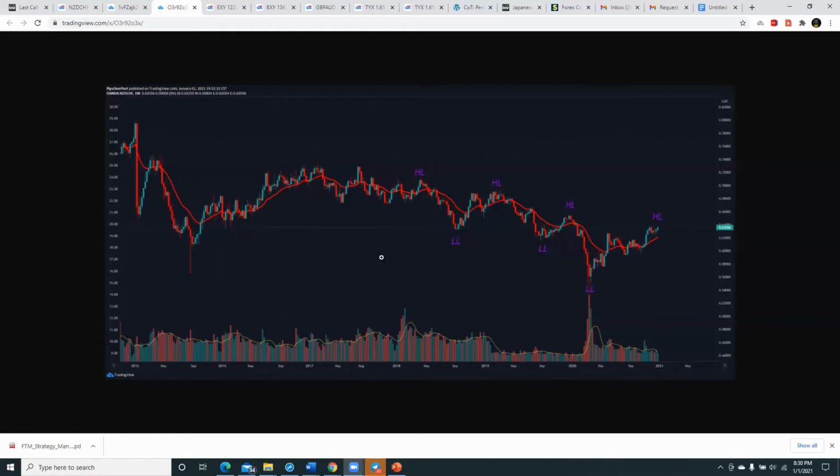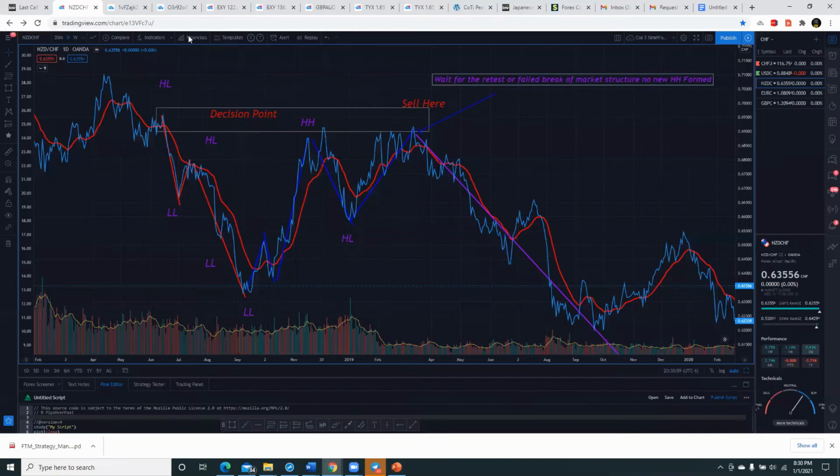So here we have a little example of market structure. You guys can see we have a higher low. Wouldn't say higher high, because you can see the structure has been moving bearish. Higher lows, lower lows, higher lows, lower lows, higher lows, lower lows. We got a new higher low. This plays into our actual entry technique that we're going to be walking you guys through today. So let's take a look at a chart.